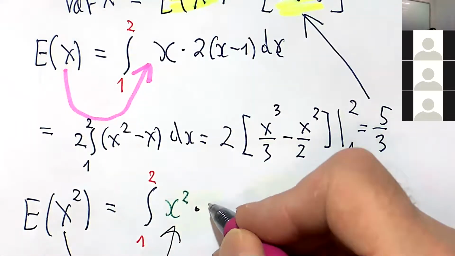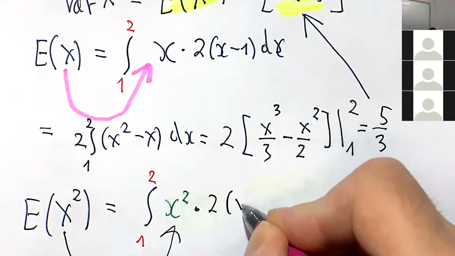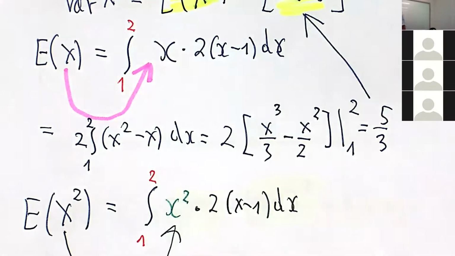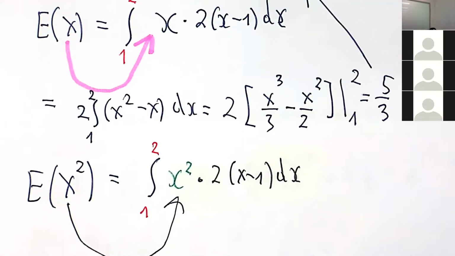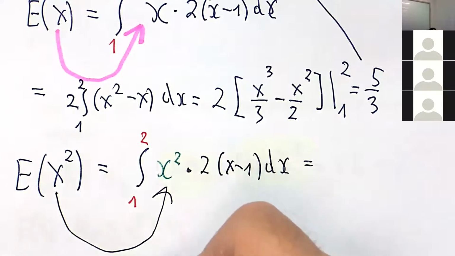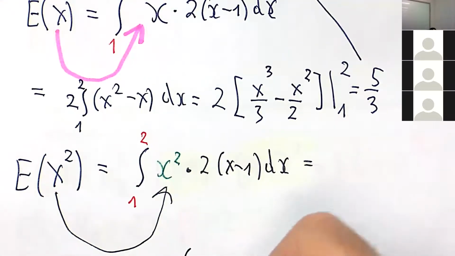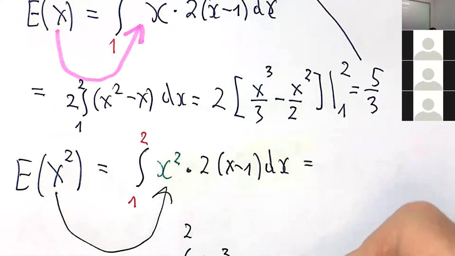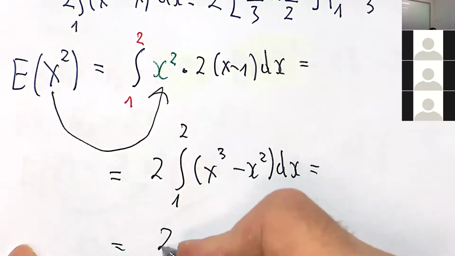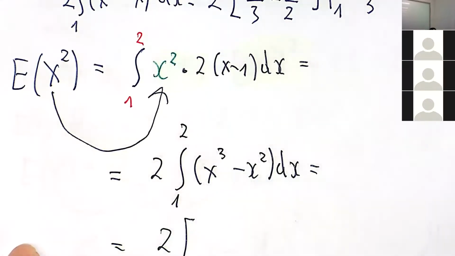So times 2x minus 1 dx, which is equal to 2 times the integral from 1 to 2 of x cubed minus x squared dx, which is further equal to 2. Now let's evaluate this integral.